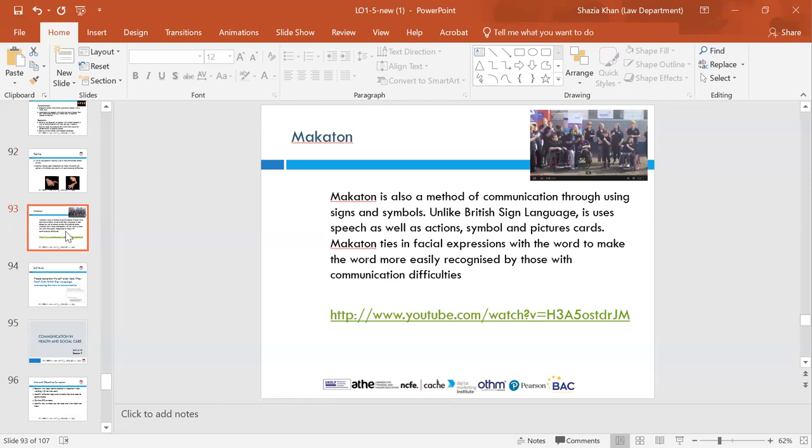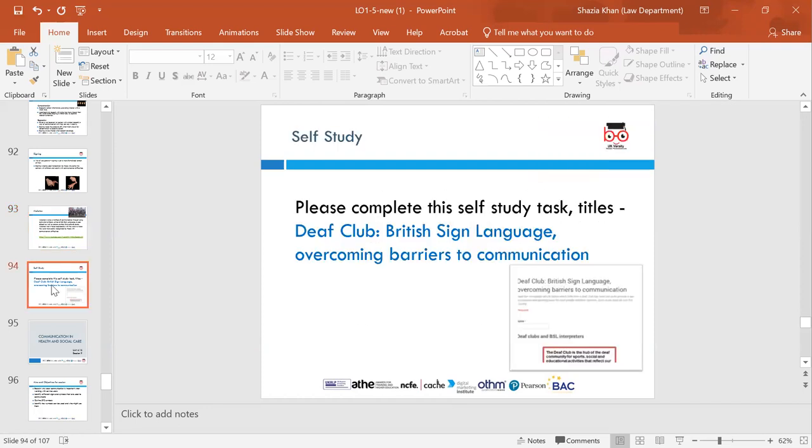Makaton is also a method of communication using signs and symbols. Unlike British Sign Language, it uses speech as well as actions, symbols and pictures. Makaton ties in facial expressions with the word to make the word more easily recognised by those who have communication difficulties. And there's a video there in regards to the use of Makaton. Please complete the self-study: Deaf Club, British Sign Language, Overcoming Barriers to Communication.